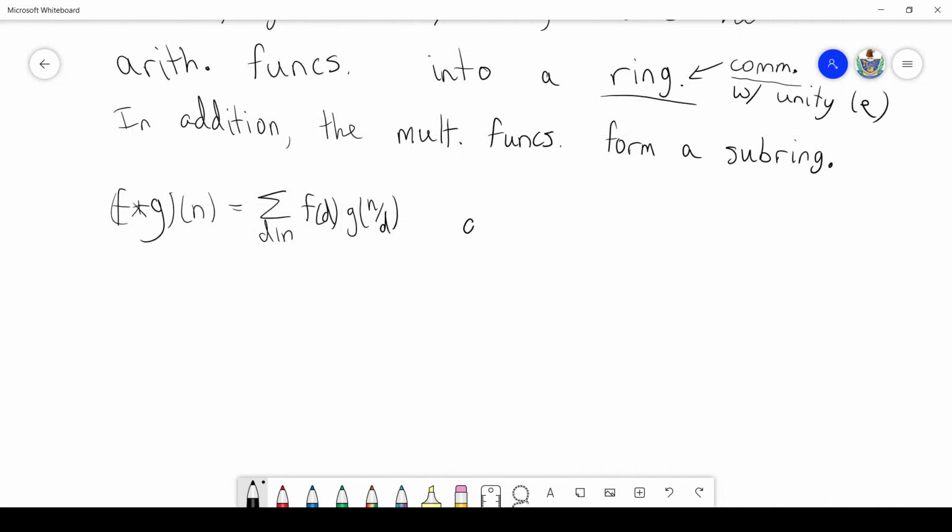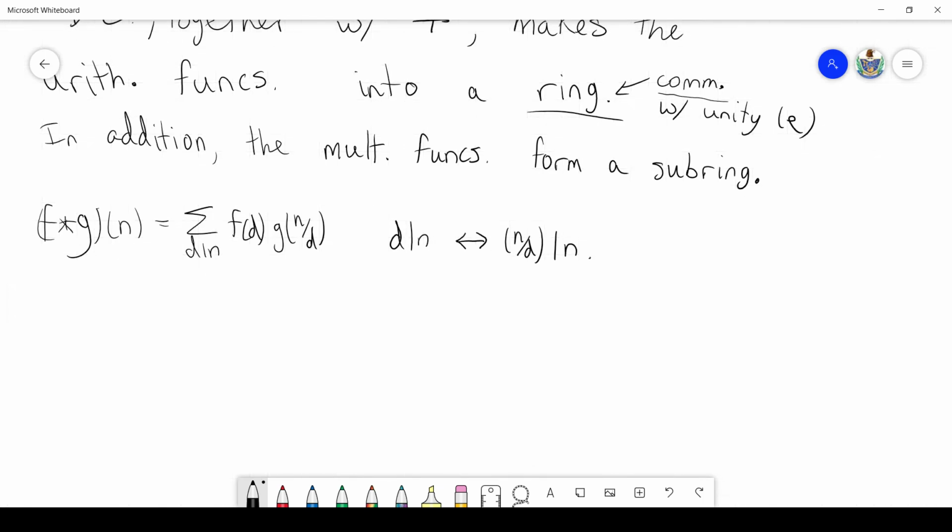And essentially the way to formalize this is to say that d divides n if and only if n over d divides n. And then you can use a substitution in this sum, saying, okay, I'm going to sum over n over d dividing n, so we get f of n over d, and then n divided by n over d is just going to be d, and this is g Dirichlet f.